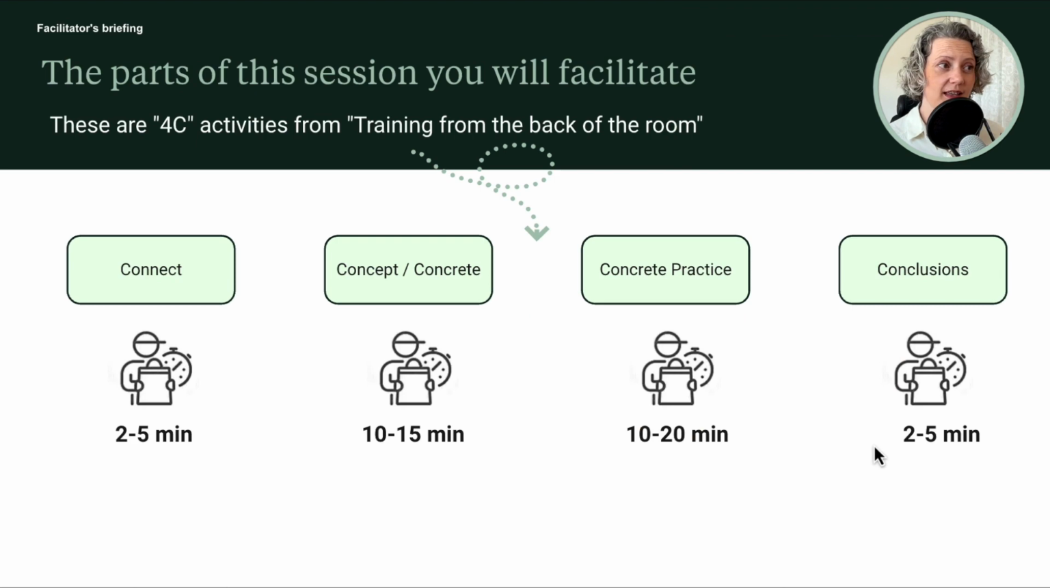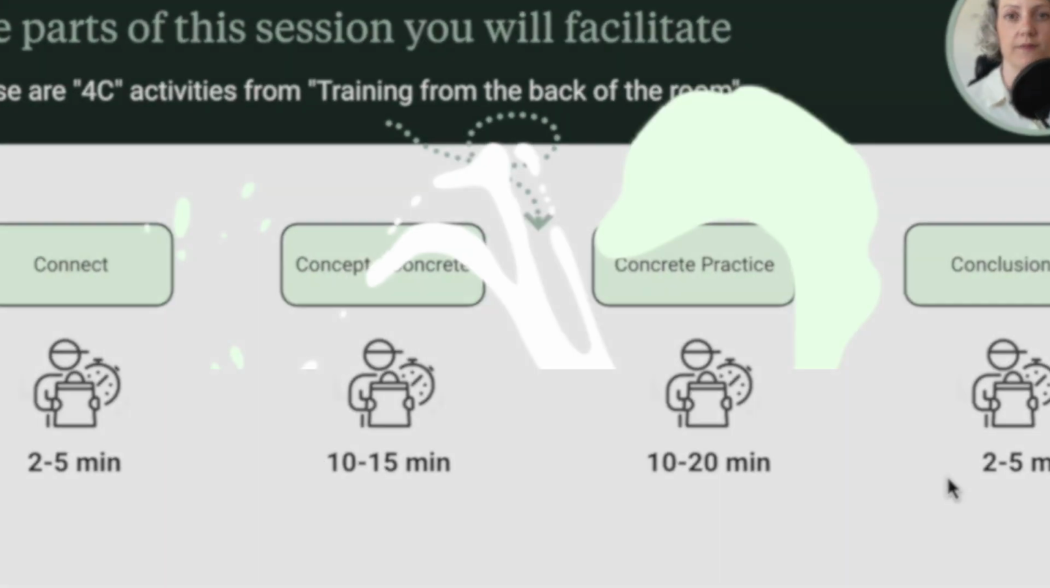Now, during this session, again, there are 4 activities that you'll need to facilitate. The first one is a connect, and that's just really fast, 2 to 5 minutes. Then the first concept/concrete activity with the labeling in the code samples. Then the hands-on concrete practice, refactoring a test case. And then a really short conclusions activity as well. If you're not familiar with the 4C structure from Training from the Back of the Room, it might be a good idea to look that up as well.